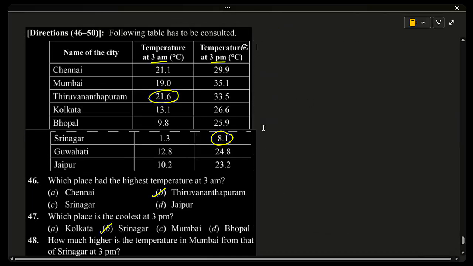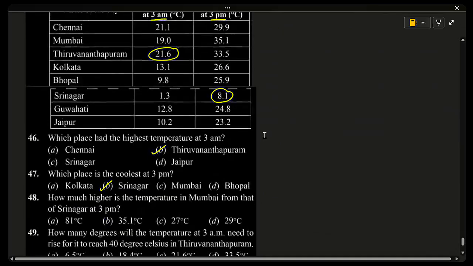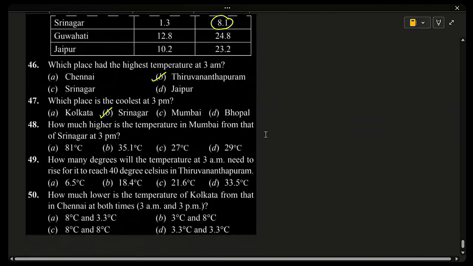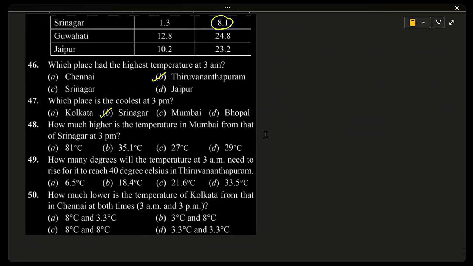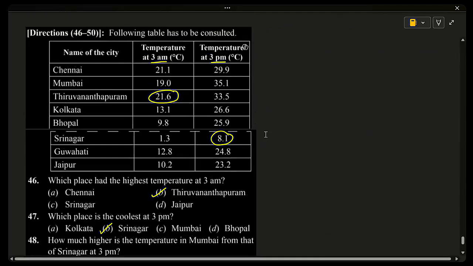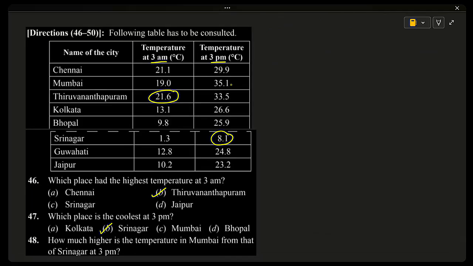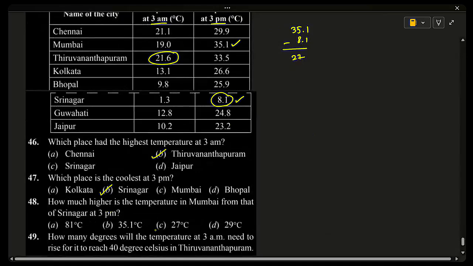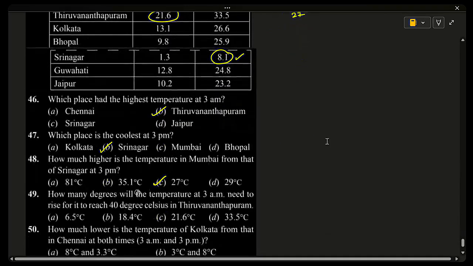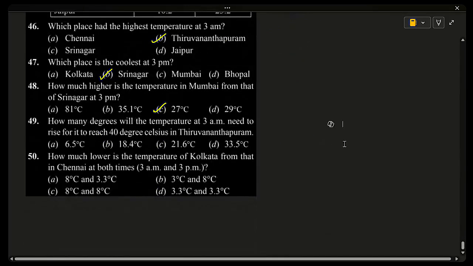Okay, 48th question. How much higher is the temperature in Mumbai from that of Srinagar at 3 p.m.? So at 3 p.m. we need the temperature difference between Mumbai and Srinagar. The difference we want is 35.1 minus 8.1. It's going to be 27. So option C.